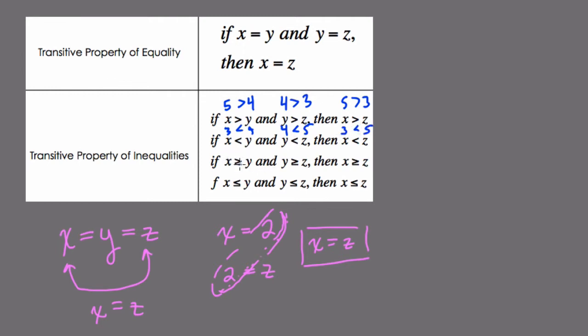And if x is greater than or equal to y and y is greater than or equal to z, x is greater than or equal to z for the same reasons. Here, if x is less than or equal to y and y is less than or equal to z, then x is less than or equal to z. So the transitive property of inequalities allows you to relate variables across inequality signs.